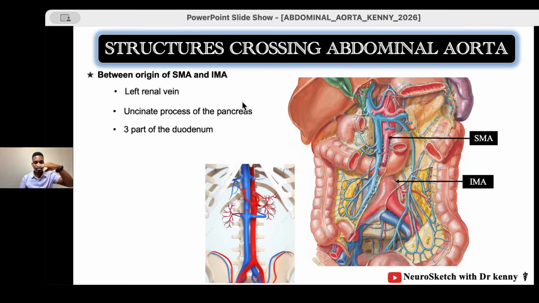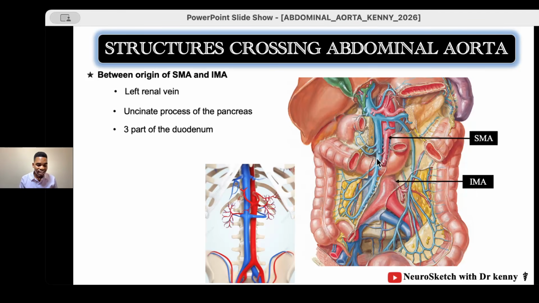We have seen the body is passing here, but the uncinate process is passing below the superior mesenteric, which means it is passing between the superior mesenteric artery and the inferior mesenteric artery. So what are the structures crossing the abdominal aorta between the superior mesenteric and the inferior mesenteric? Number 1, we have the left renal vein. Number 2, we have the uncinate process of the pancreas. Number 3 is the third part of the duodenum.